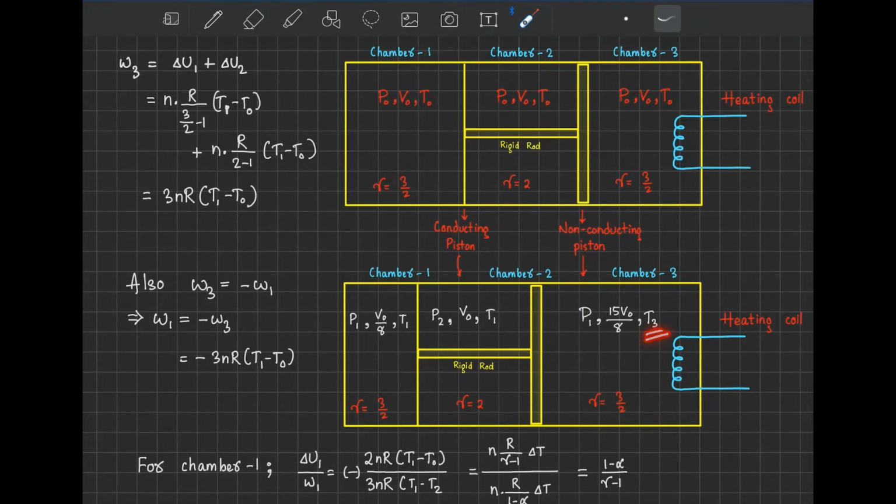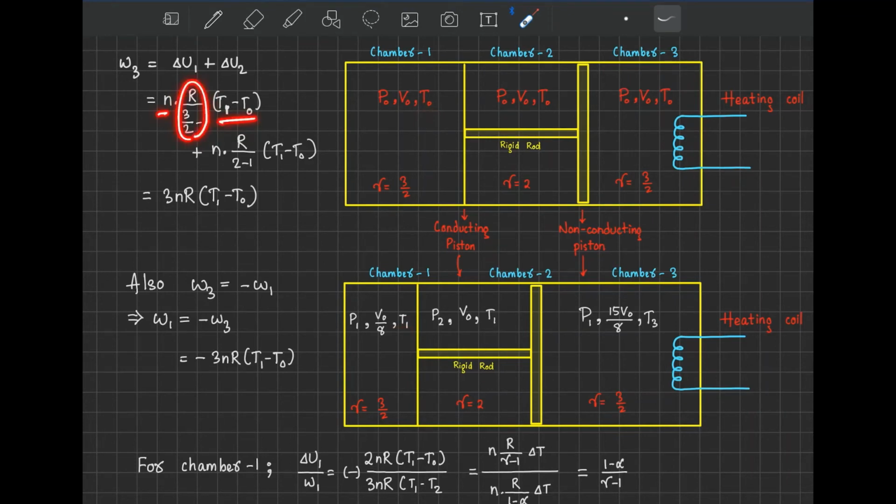Okay. Now we will try to calculate. We are given W3 equals delta U1 plus delta U2, the change in internal energy of chamber 1 and of chamber 2. For change in internal energy, the formula is n Cv delta T. For chamber 1, the initial temperature is T0 and the final temperature is T1. Cv can be written as R by gamma minus 1, where gamma here is 3 by 2. So n Cv dT is T final minus T initial, where T final is T1 and T initial is T0.